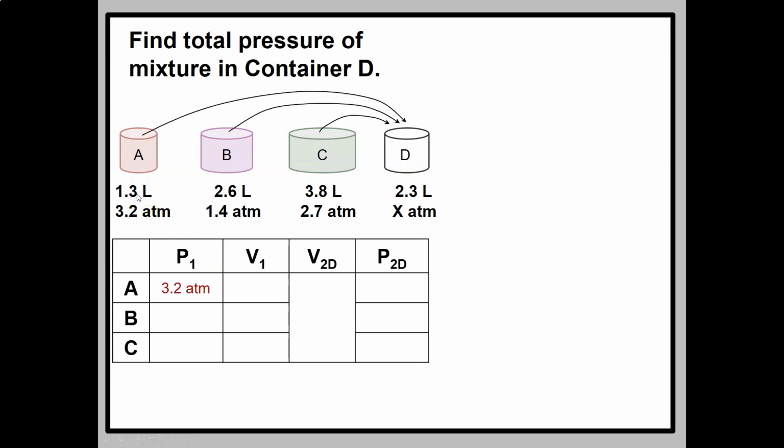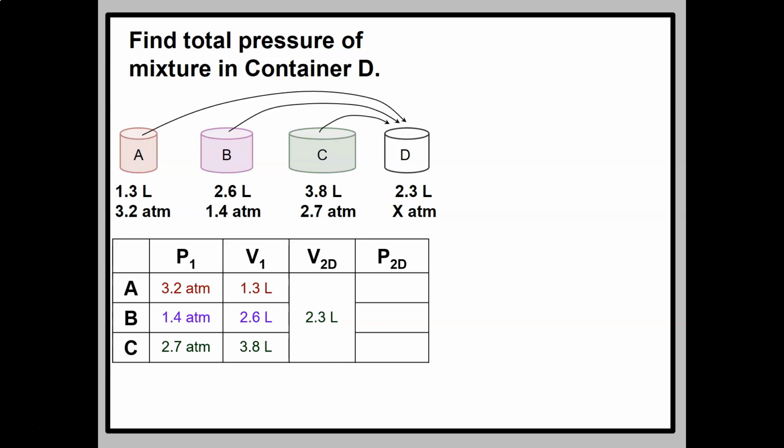Container A, 3.2 atmospheres, 1.3 liters. Gas B, 1.4 atmospheres, 2.6 liters. Container C, we get all that filled in. We know that our ending container is 2.3. They're all going to end up in the same place. Okay?